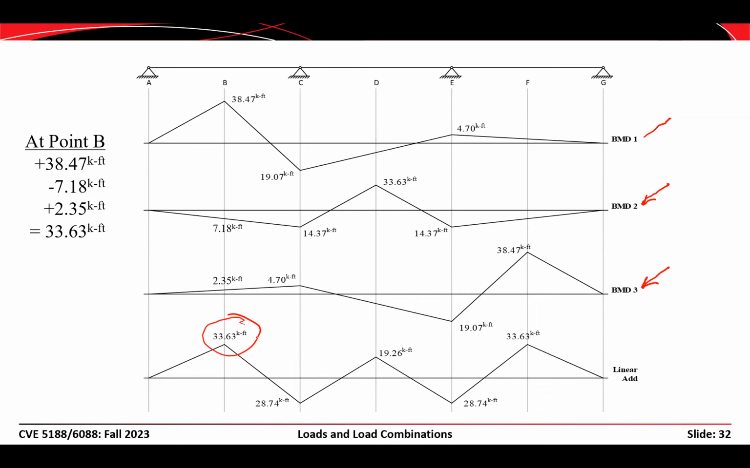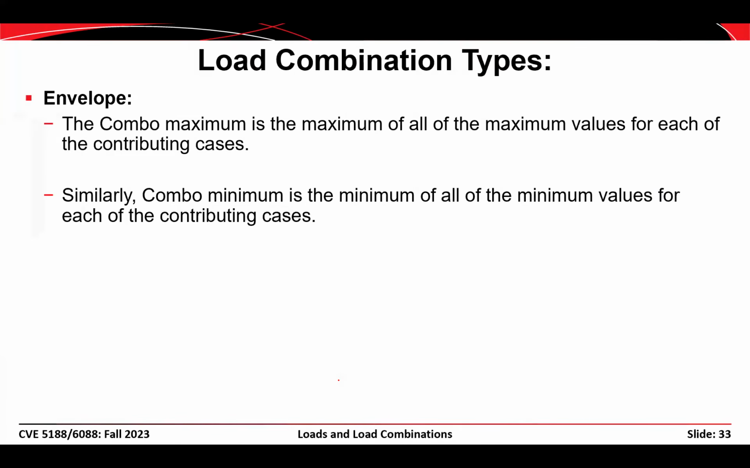If we go through and do the same thing for point C, it's going to take negative 19 kip feet from bending moment diagram number one, negative 14 kip feet from bending moment diagram number two, and positive 4.7 kip feet from bending moment diagram number three. And then we get a negative 28.74 kip feet down there. All right, so it doesn't matter if it's positive or negative, it just uses the load factors that you stipulate, and then it adds them together algebraically.